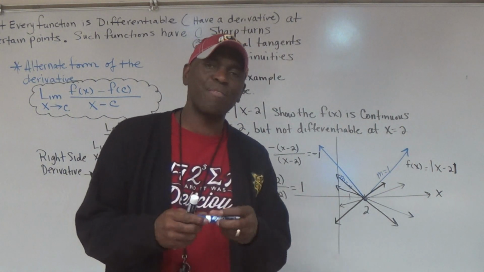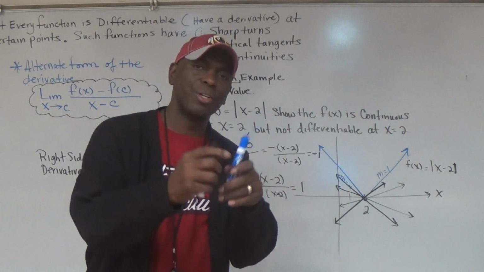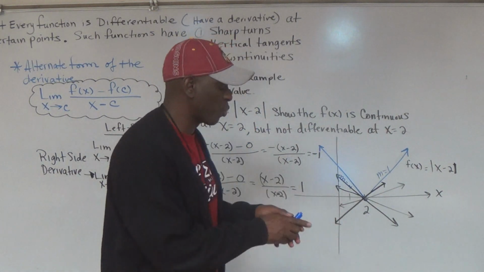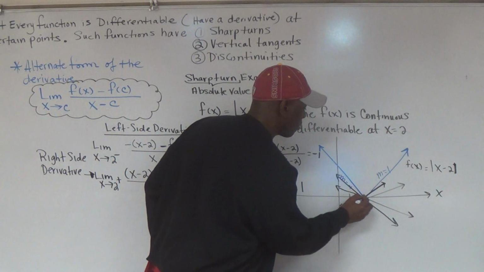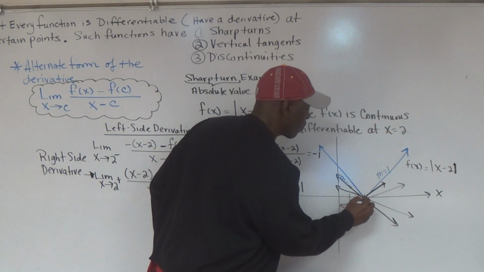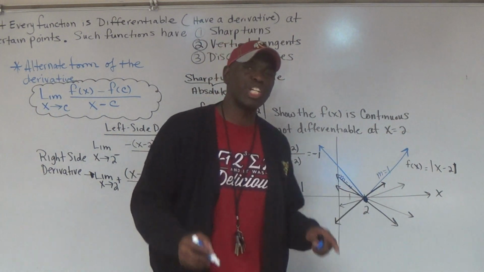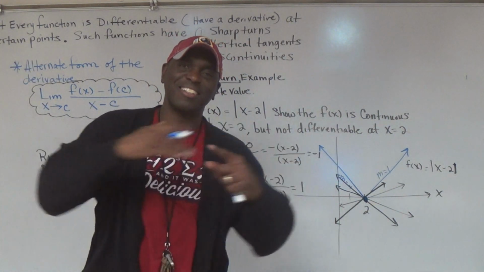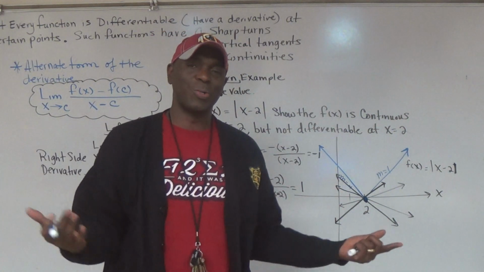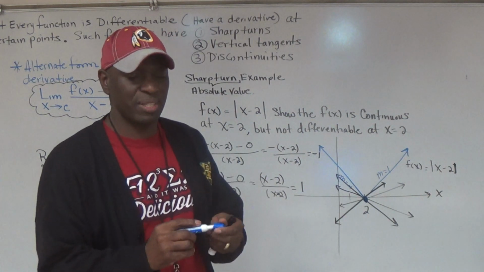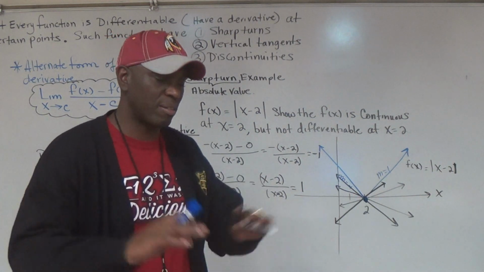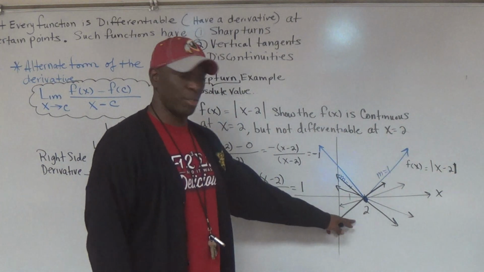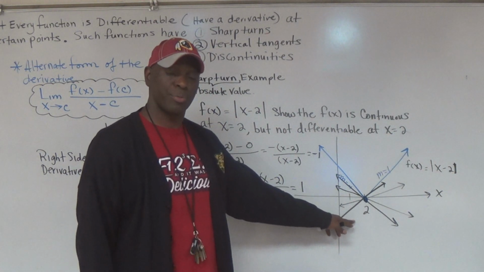And so when you have a sharp turn, that one point right here is prey for many tangent lines to be going through it. So, you know, it's not differentiable. Left side derivative and right side derivative are not the same. So this really kills differentiability, sharp turns.